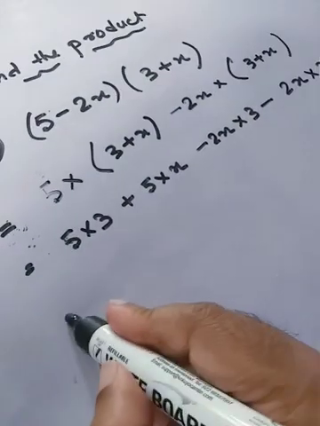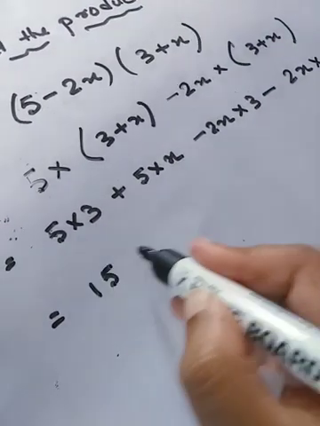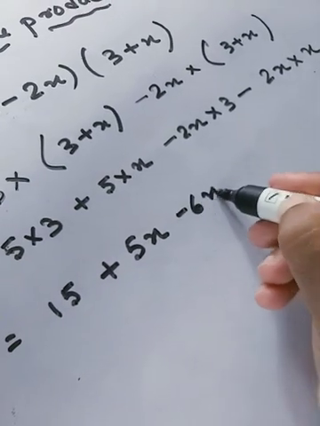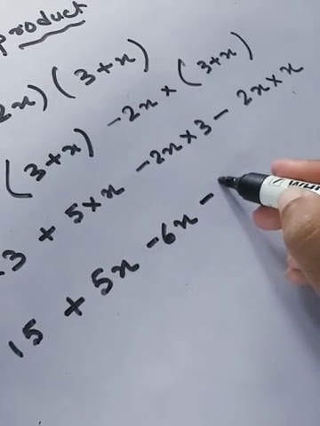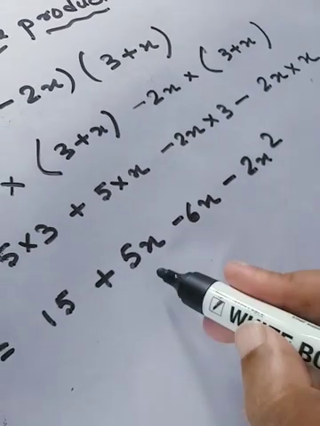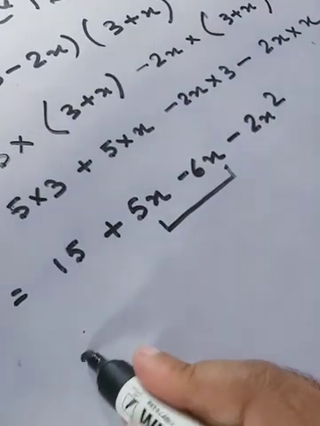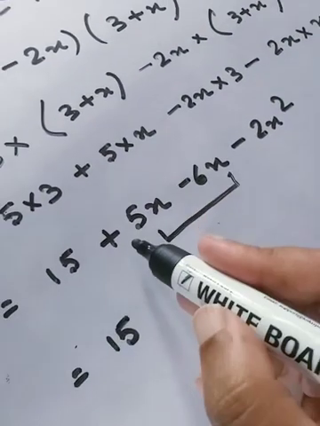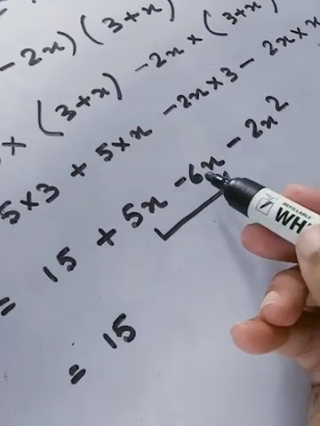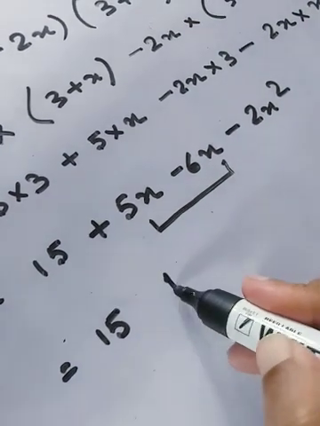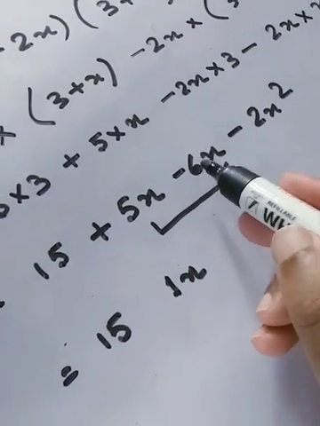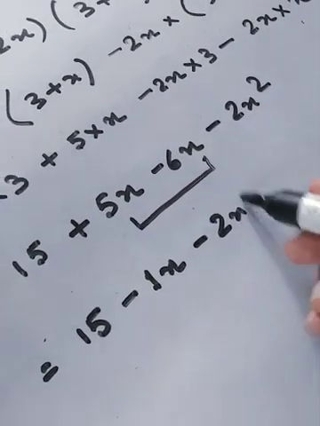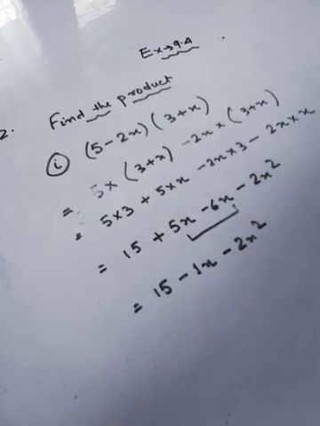Now we'll just write the answer. 5 3s are 15. Answer of 5 into x is 5x. Answer of this is minus 6x. Answer of this is minus 2x square. Now these two are like terms, so we'll solve this. Always see whether there is a like term or not. If there is a like term, you have to solve it further. Plus minus is minus, you have to do minus. That is 6 minus 5 is 1, isn't it? Which number is greater? 6 is carrying what sign? Minus. So minus x, and minus 2x square. Now this is your required answer.